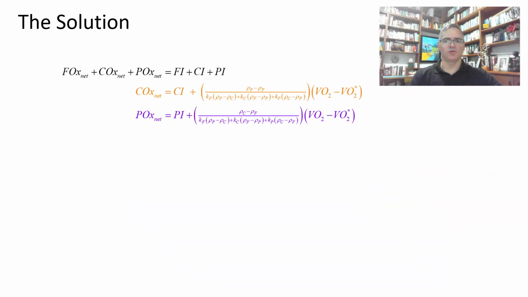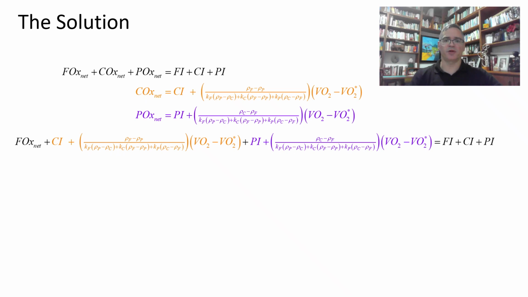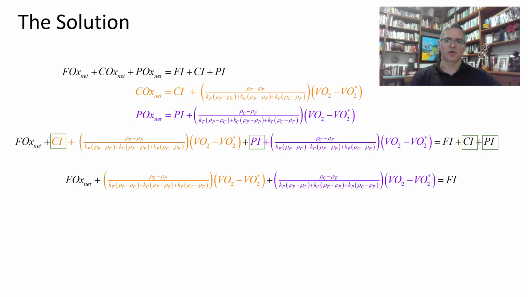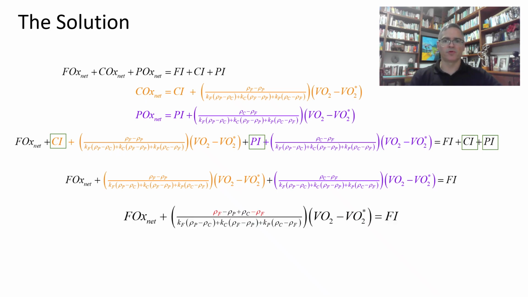To finish the solution, we substitute the purple and orange equations into the first equation, which produces the following expression. The terms in the green boxes cancel, and so grouping like terms produces. Finally, solving for the net fat oxidation gives.